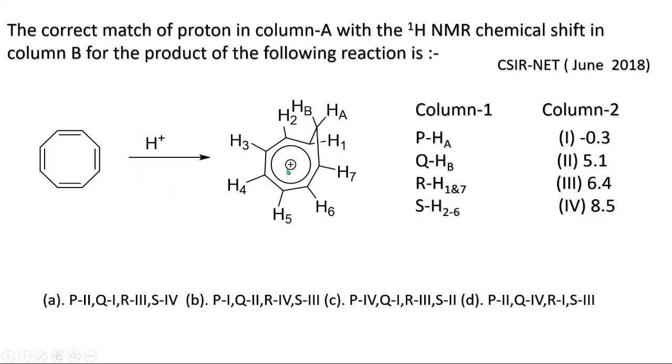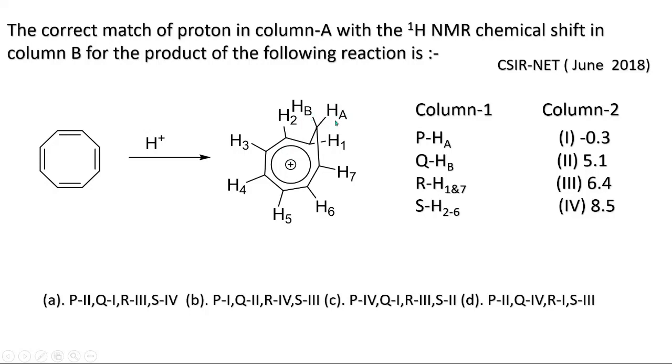So in aromatic or homoaromatic compounds, the inner region will be the shielding region and the outer region will be the de-shielding region. Whenever a proton comes in contact with this inner core, it will be shielded, and the outer protons will be de-shielded. So if you see HB, this proton will be shielded because it is towards the inner ring current, that is the inner region, the shielding region.